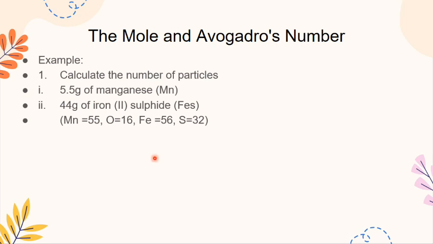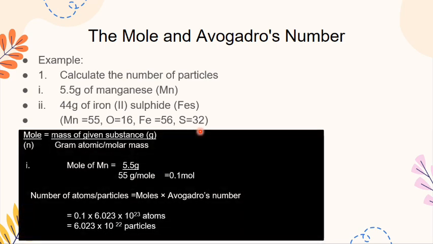So in most cases, they usually give us the atomic masses of the constituent elements of the compound. For instance, for manganese, they've given us the atomic mass to be 55, oxygen to be 16, iron to be 56, and sulfur to be 32. So they expect you to be able to use these values to solve the question. Okay, now let's see how the calculation goes.